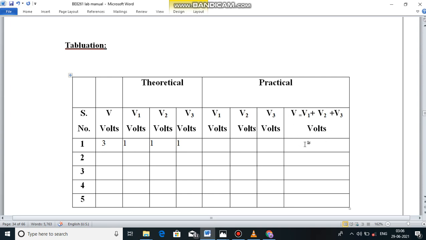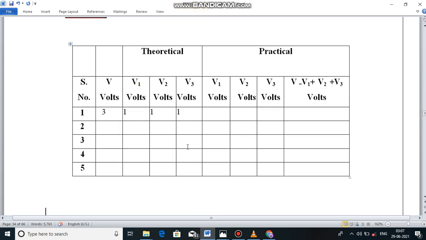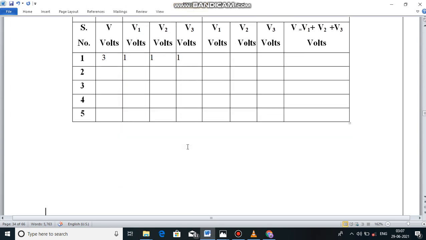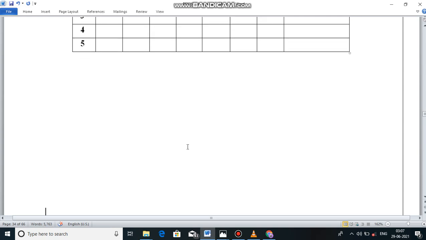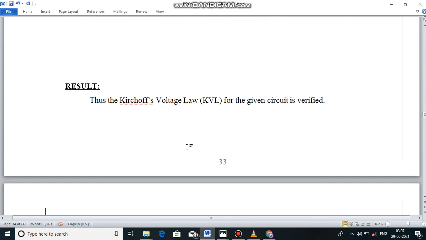So it will approximately be equal to 3, because the input voltage given to the circuit is 3, and this 3 volts is being dropped across the resistors. So voltage rise is equal to voltage drop. Hence Kirchhoff's voltage law is verified by using the given circuit. In this way you have to conduct the experiment for verifying KVL with the circuit. And that's all with the experiment. Thank you.